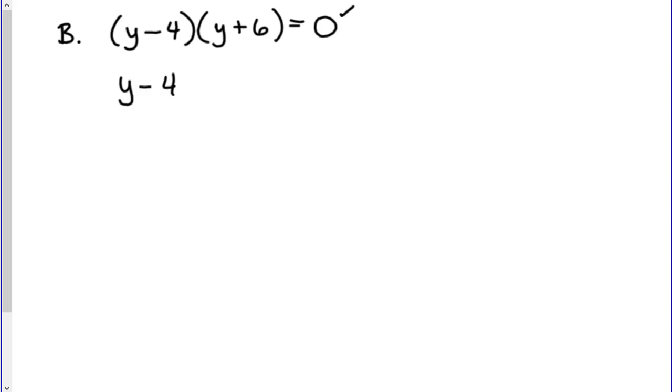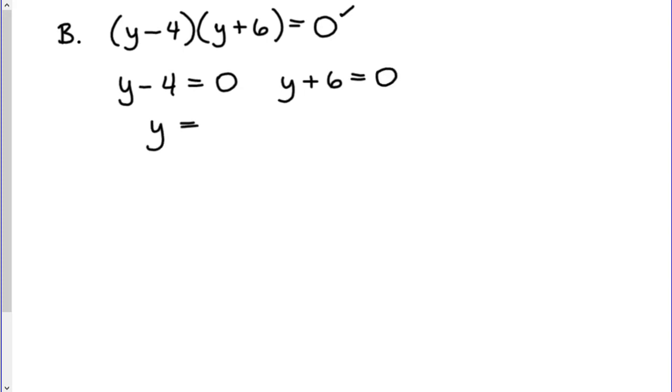Okay, so for our next example, let's take y minus 4 times the quantity y plus 6, set equal to 0. I bring this up because occasionally you'll see this in homework, where you already have the factors. If you already have the factors and it's set equal to 0, and it's really important that it's set equal to 0, you can just take each factor, set them equal to 0 separately, and then solve each one.